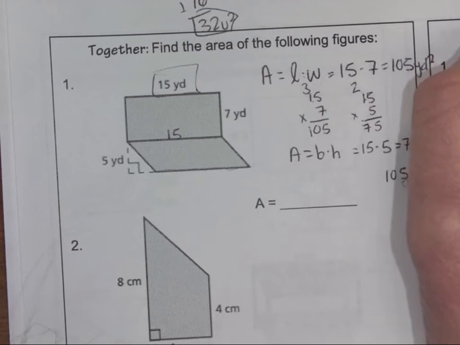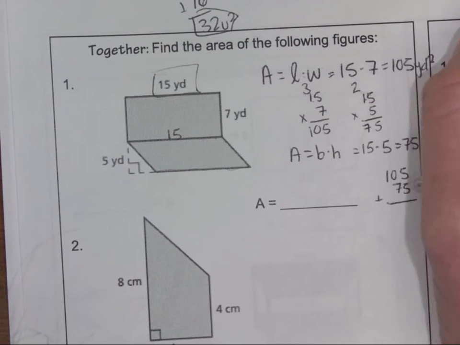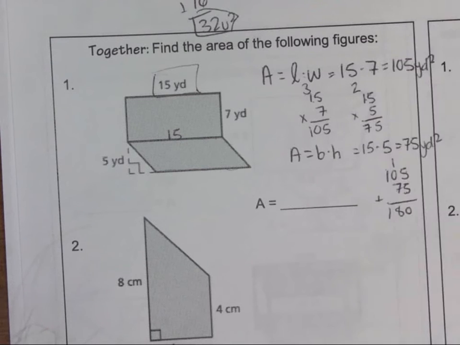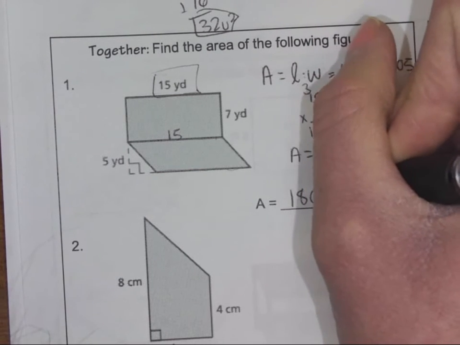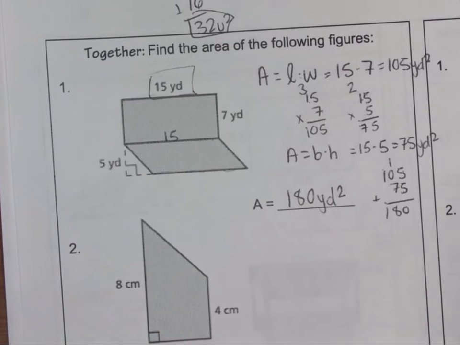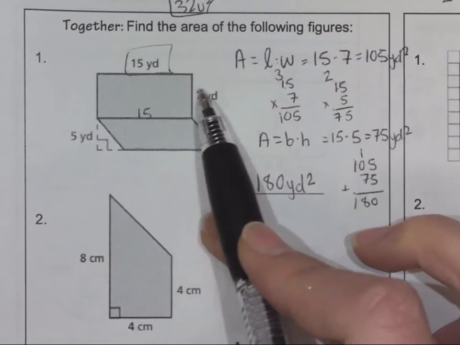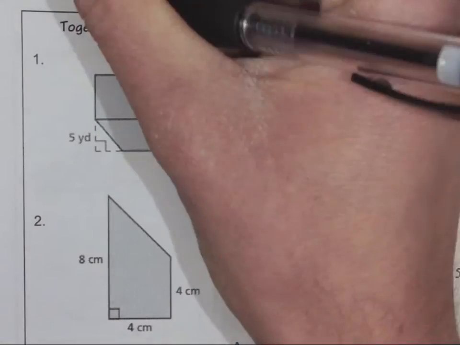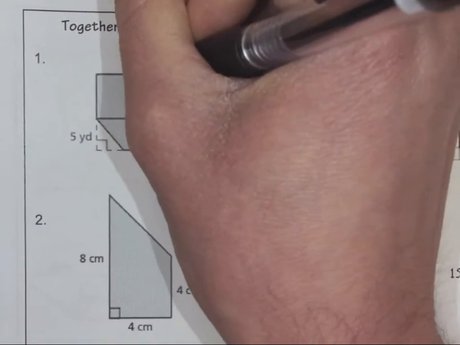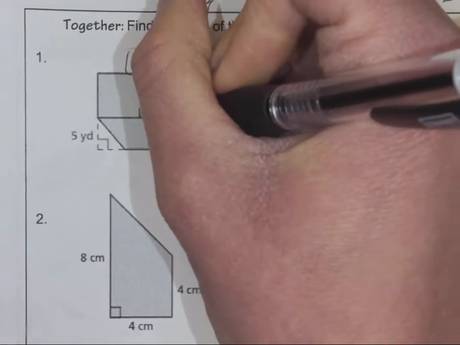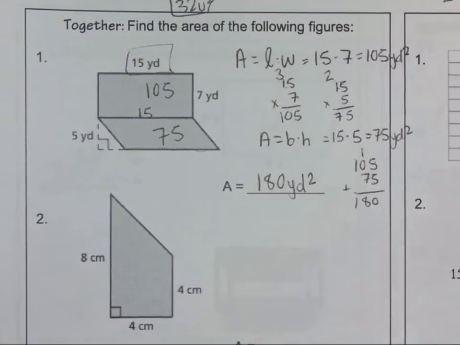And I do 105 plus 75 right here. 5 plus 5 is 10, 1 plus 7 is 8, and 1. So I have 180 yards squared. Okay, so all I did is I found the area right here. 15 times 7 is 105. Then I found this area. 15 times 5 is 75. Add those 2 together to get 180 yards squared.